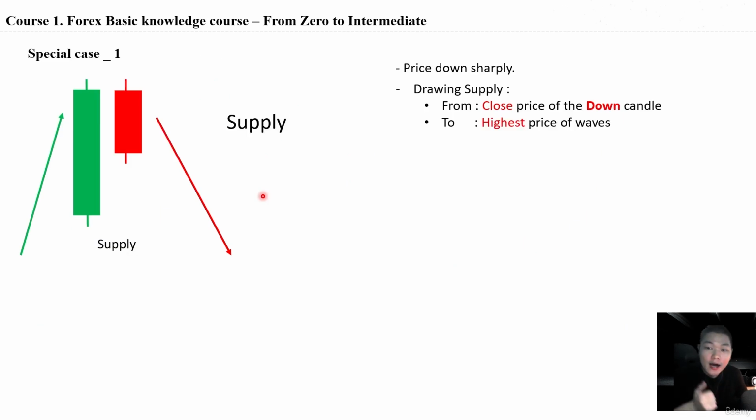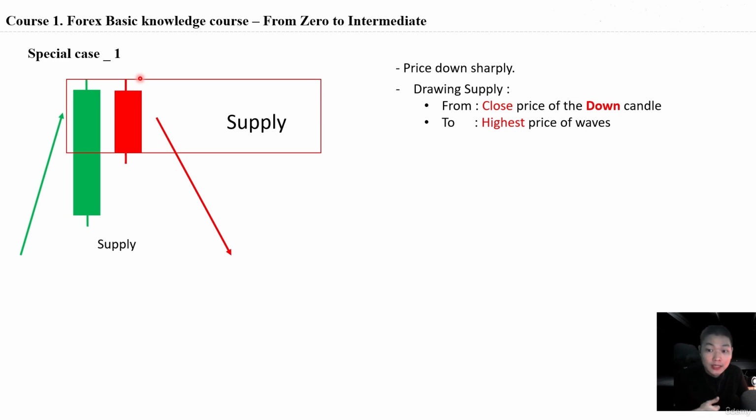The next one is how we can define the supply when the last up candle is very big compared with the first down candle. This case is quite the same as the demand, but this time you need to see price go down sharply after the first down candle. The supply is drawn from the close price of the first down candle to the highest price of the range. It means from this level to the highest price of the range. Here is our supply zone, and let's remember it.